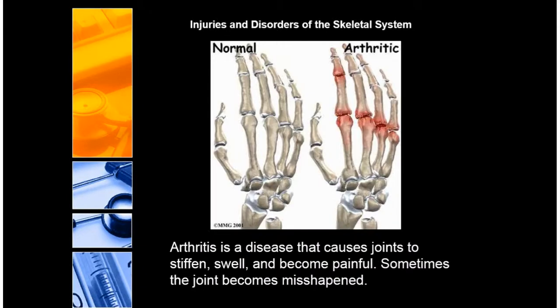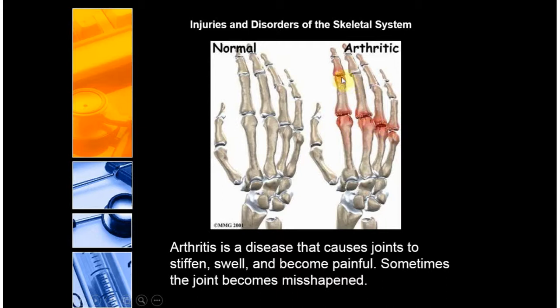And finally, another disease of our skeletal system is something called arthritis. Arthritis is a disease that causes joints to become very stiff. They might swell up, and they're definitely very painful. And again, here in this picture, we have two hands. The hand on the left is a normal hand. There's nothing wrong with it. And the one on the right is one that has arthritis.